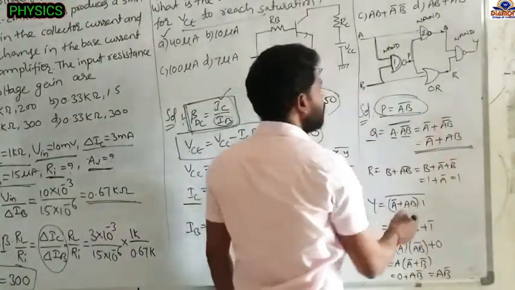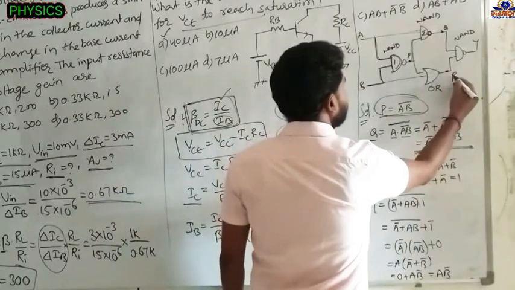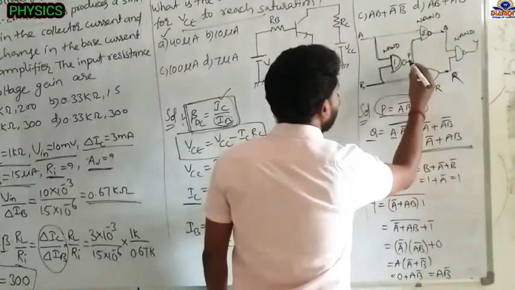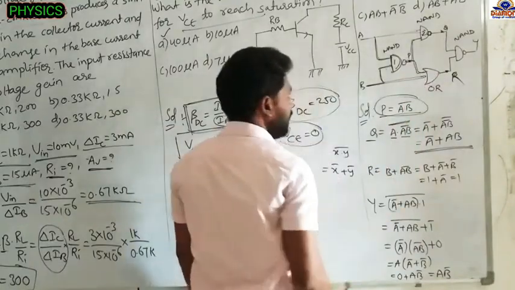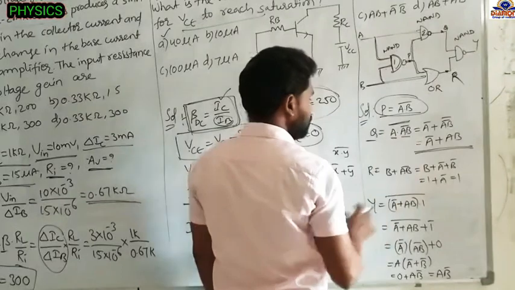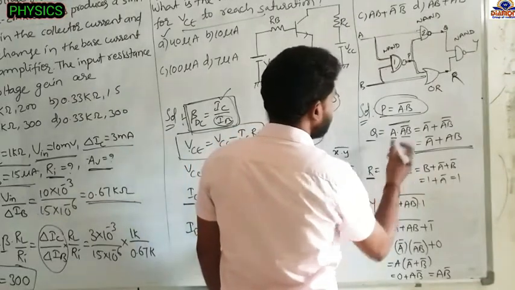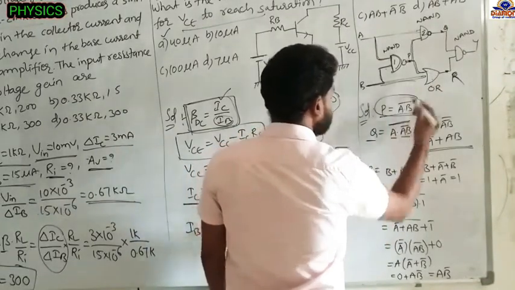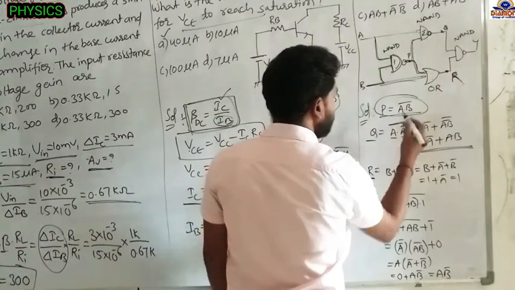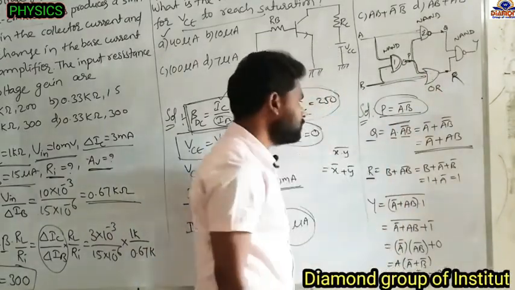The OR gate's output is R only, I gave the sign R. So this we have to find. One input is B, and one more input is the output of the first NAND gate. The OR gate function is the sum, addition. So the output of the OR gate is B plus the output of the first NAND gate, which is AB complement.